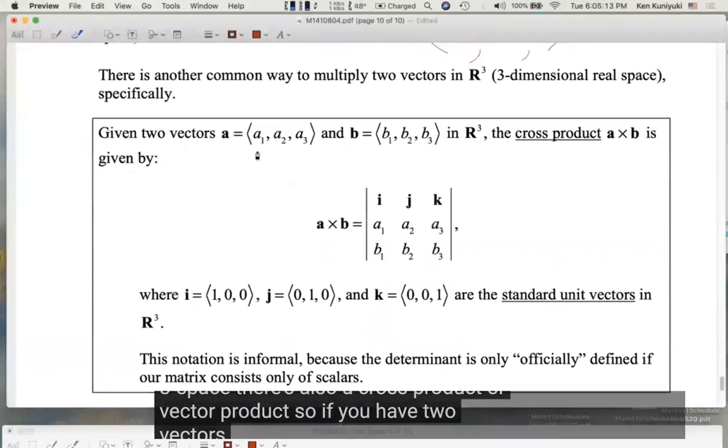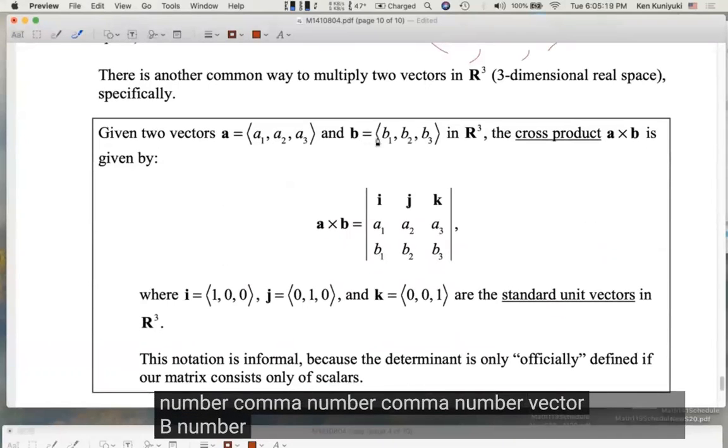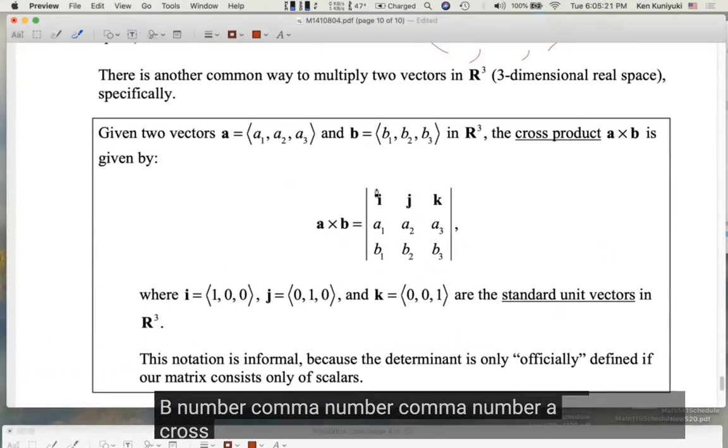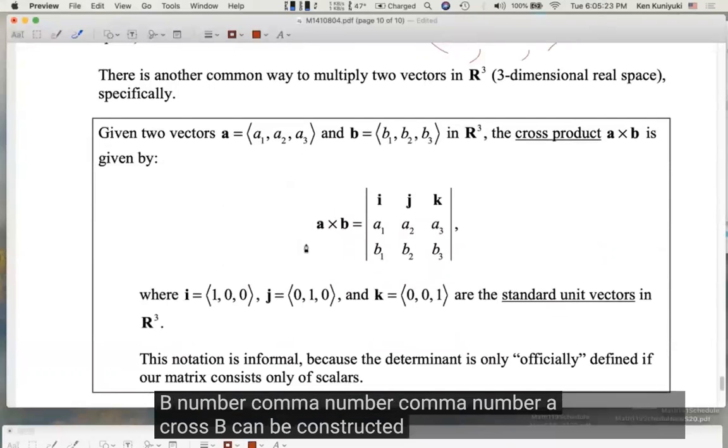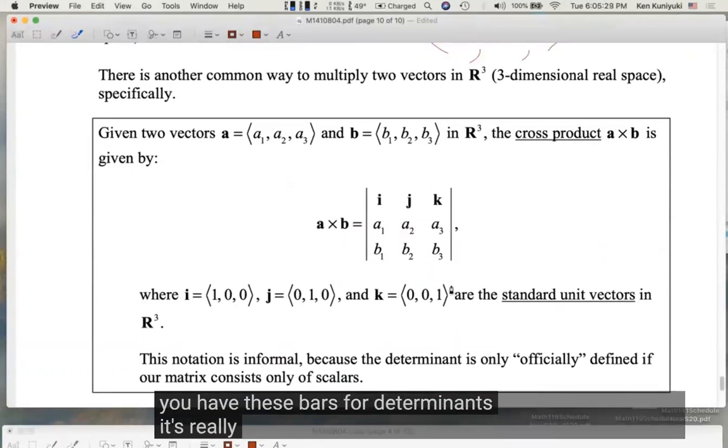So if you have 2 vectors A and B, vector A with three components and vector B with three components, A cross B can be constructed as follows. You have these bars for determinant. It's really called a pseudo determinant because you're not supposed to put vectors in here, but we have vectors in here.